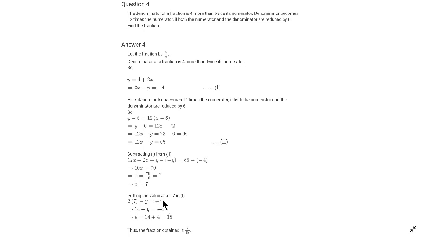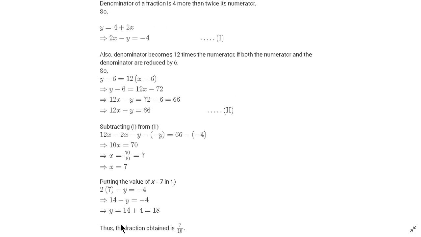Now put the value x of 7 in one of the equations and find the other value y, and then write the sentence. This is the sentence which is important. Thus the fraction obtained is 7 upon 18. This should be written like this. We should not write only x and y values. What was the question? The question was, what was the fraction? The fraction obtained is 7 upon 18. Okay.